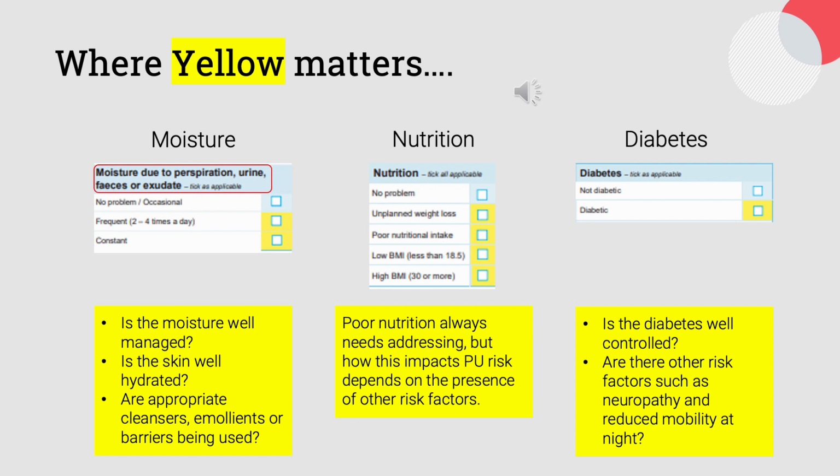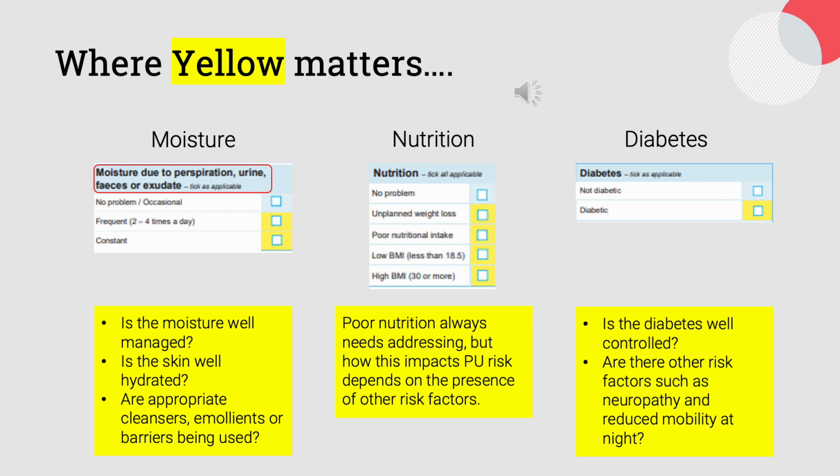Again, with nutrition, poor nutrition always needs addressing, but you need to determine, is that impacting on their pressure ulcer risk? And it's how it links in with all other factors. So if you've got somebody who has got a low body weight but is independently mobile, no other risk factors, moves independently day and night in bed, they're able to reposition themselves, then you might decide that that patient isn't at risk. The same for diabetes. Is the diabetes well controlled? Are there other risk factors, specifically neuropathy and then reduced nighttime mobility? But it's all about the conversations you have with your patients.